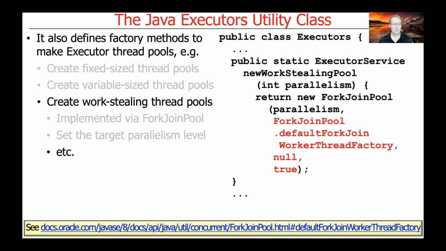Those are things that are steeped in low-level implementation details, so we won't go through that in detail here, but just be aware that this creates the appropriate kind of thread for the worker threads in the fork join pool that's being created here.